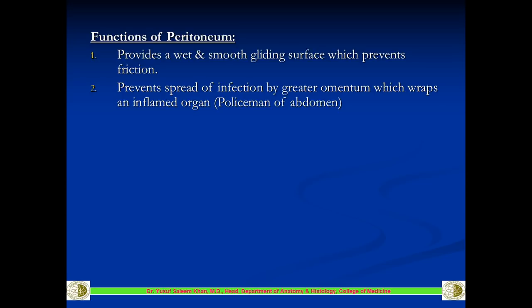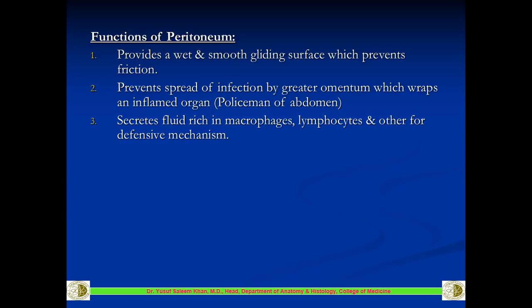So if there is any kind of infection that is small in quantity, the peritoneum with its huge quantity of macrophages will go and attack and decrease the inflammation, and by this it is called the policeman of the abdomen.